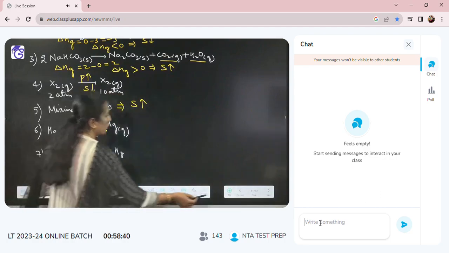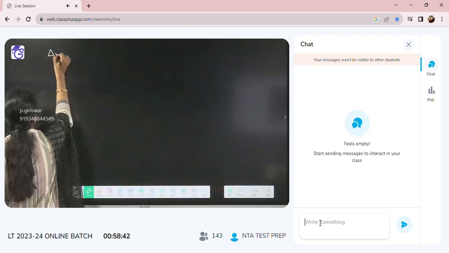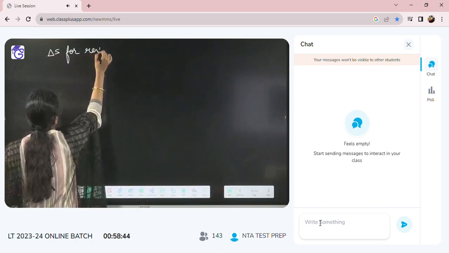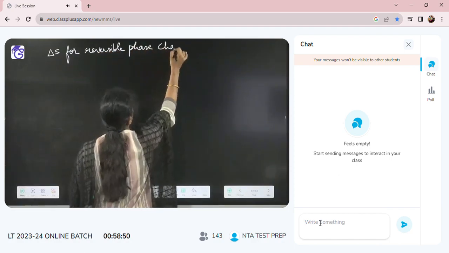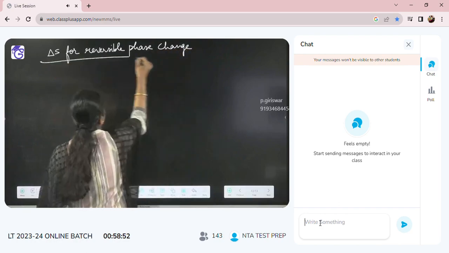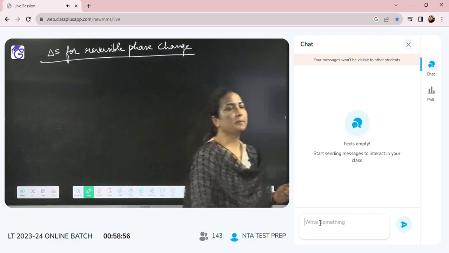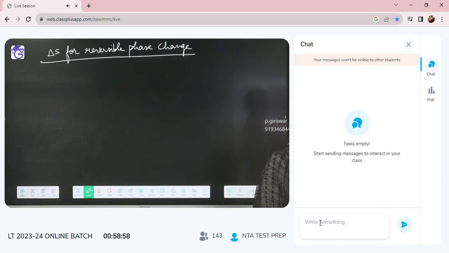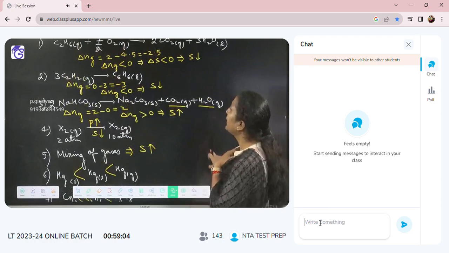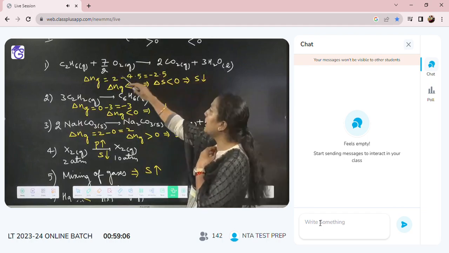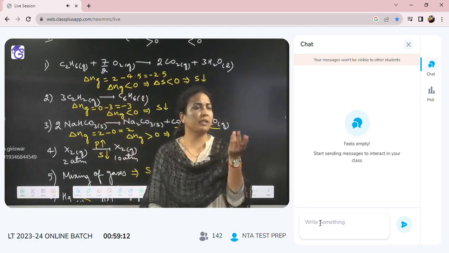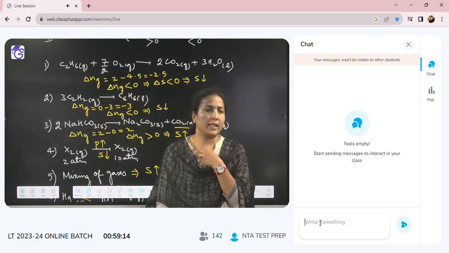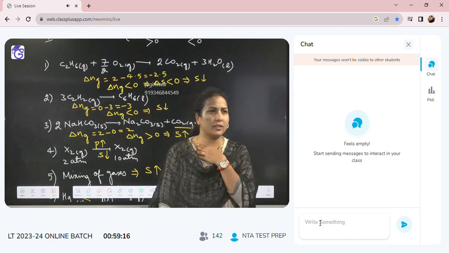Now let us move on to the next small topic here, which is delta S for reversible phase change. Now in this case, find out delta Ng. Here liquid is there, 2 minus, this is 3.5 plus 1, 4.5. So product minus reactant you'll be getting. Delta Ng decreases, so delta S is decreasing.